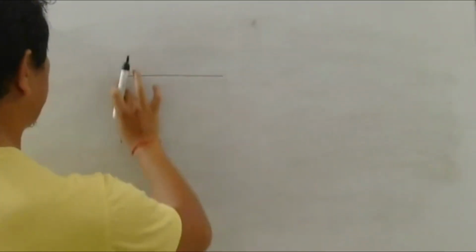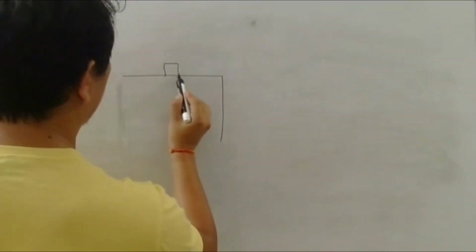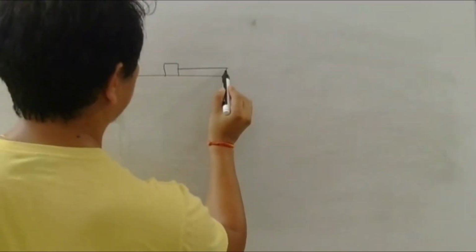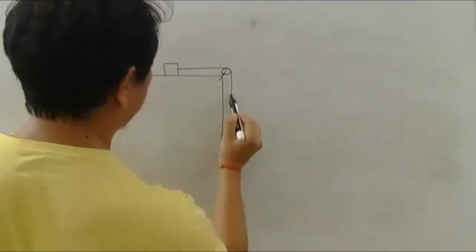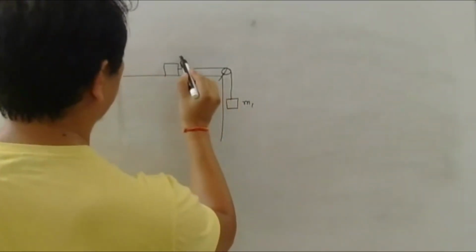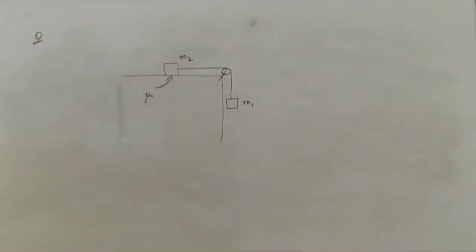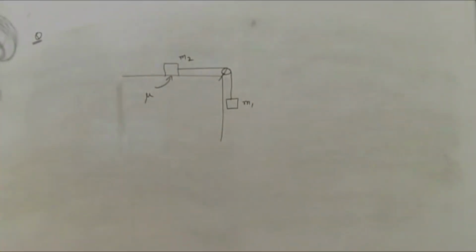Or let me draw this side. So there's a table. Here is a block, pulley, and a block. M1, M2. Here friction is mu. If I write only mu, you have to consider it as mu s or mu k.